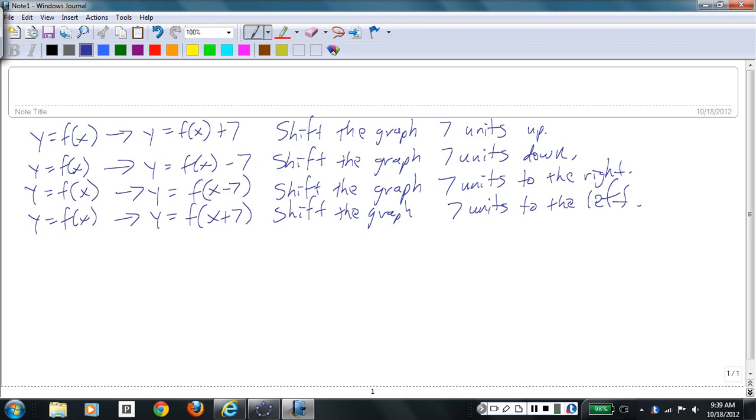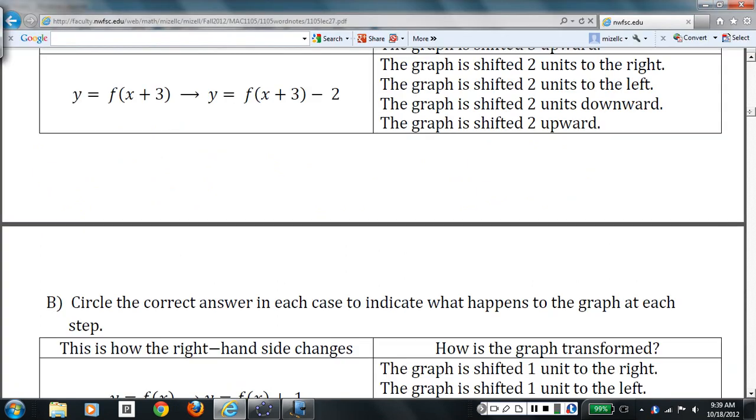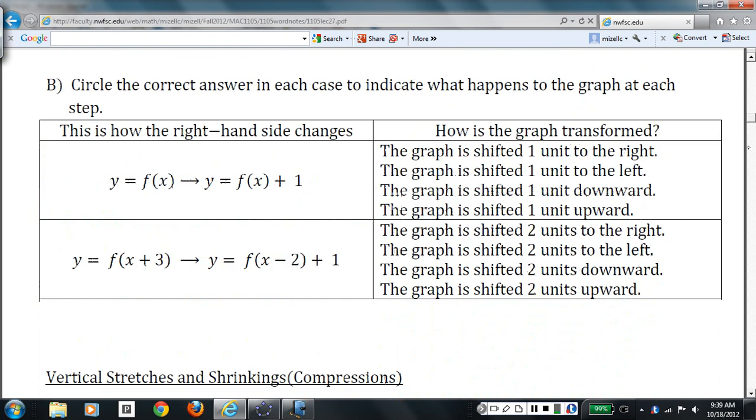So these are the first 4, and these are all rigid transformations. They don't distort the size or the shape, just shift the graph up, down, right, or left. We did some of those last time, so hopefully that was helpful review. Did I call attention to the misprint that existed in that B example last time? I believe we did that.